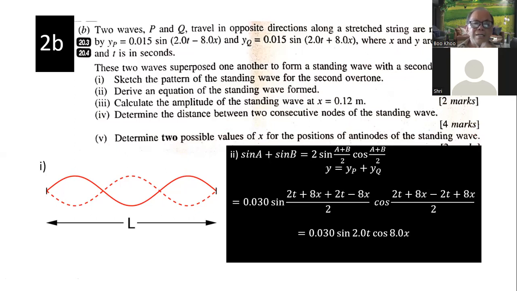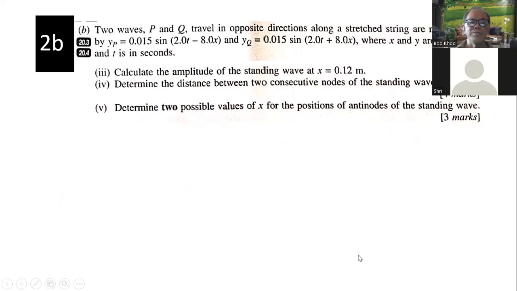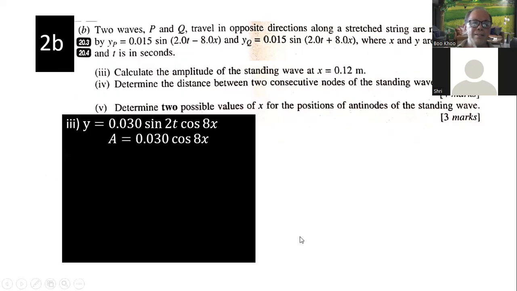Exercise: calculate the amplitude of the standing wave at 0.2 meter. So you have to derive first, and then you can calculate. Why not substitute first, teacher, at x equals 0.1? Don't worry about the t when you want to calculate amplitude. That's the amplitude. Then put your value of x inside that, remember this is in radians. Determine the distance between two consecutive nodes of the standing wave.